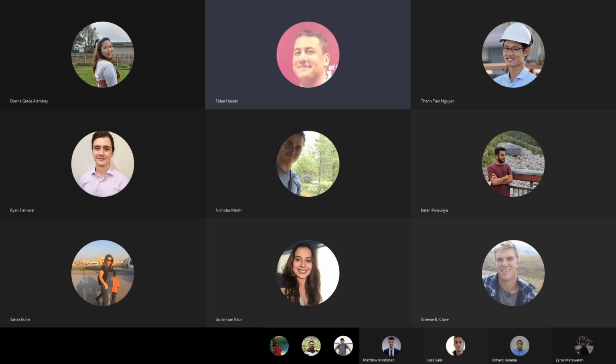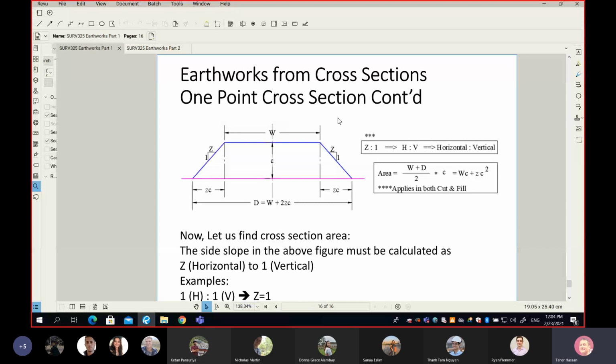So I need to remind you where we stopped in the last class. In the last class, we figured out how to find the volume for something we call a one point cross section. And I will box the name. I want you to understand what one point cross section means. It means for every section, we have surveyed only one point of existing ground, which is here under the center line.